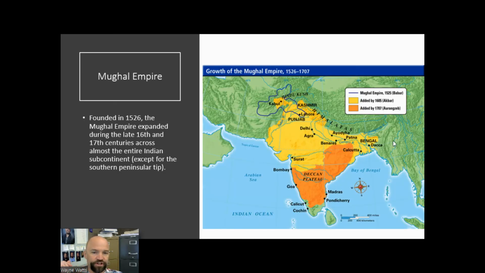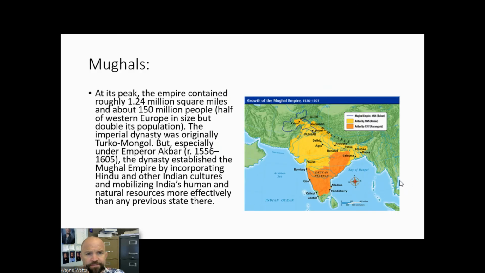Next up is South Asia, which ends up getting conquered. The Sultanate of Delhi is defeated by the Mughals. Mughal is just another name for Mongols. Founded in 1526, the Mughal Empire expanded during the late 16th and 17th centuries across almost the entire Indian subcontinent, except for the very southern tip, which is very difficult to conquer. At its peak, the empire contained roughly 1.24 million square miles and about 150 million people, which is about half the size of Western Europe in size, but double its population.